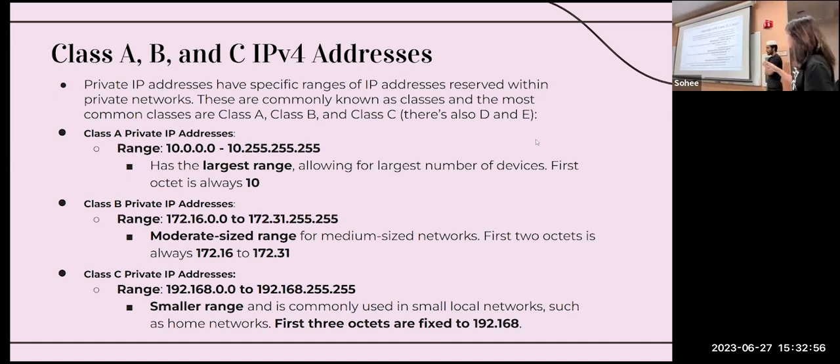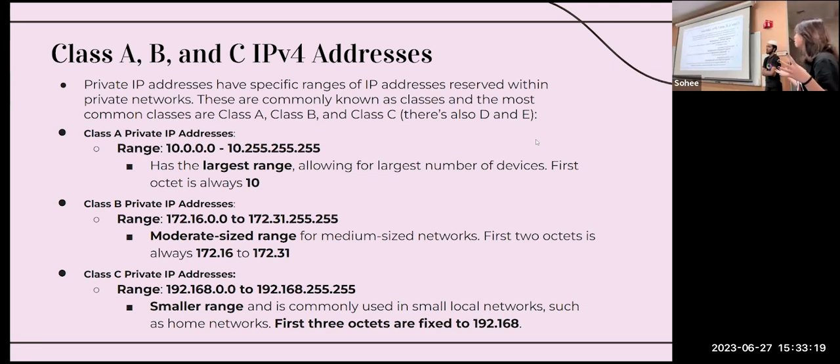So we're going to talk about different classes. We have class A, B, and C. Basically these are private IP networks that are commonly used, because the amount of addresses that you have differs between classes. So usually within a really large network, you're probably going to use class A.